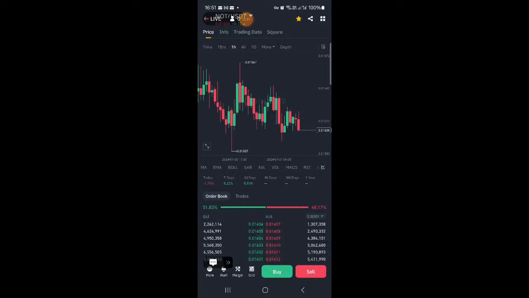The three indicators I'm going to be using today are the MACD, that is moving average convergence divergence, popularly known as MACD. The second indicator is the relative strength index, that is RSI. The next one is the Bollinger bands. In adding the indicators, I am going to start from the third one, which is the Bollinger bands.